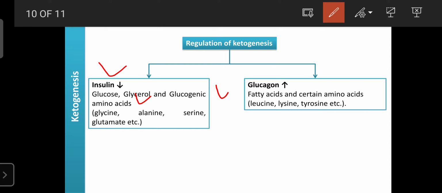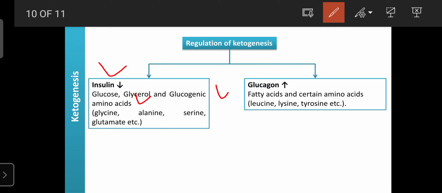With excess glucose, we can get ATP, so the organs do not go for ketogenesis. That is the role of glucose. If you have a high blood sugar level, meaning high carbohydrates in your food, the ketone bodies are not produced. Then fat cannot be metabolized, it is stored in the muscle, and our body weight can increase. The same goes for glycerol and glucogenic amino acids like glycine, alanine, serine, and glutamate.